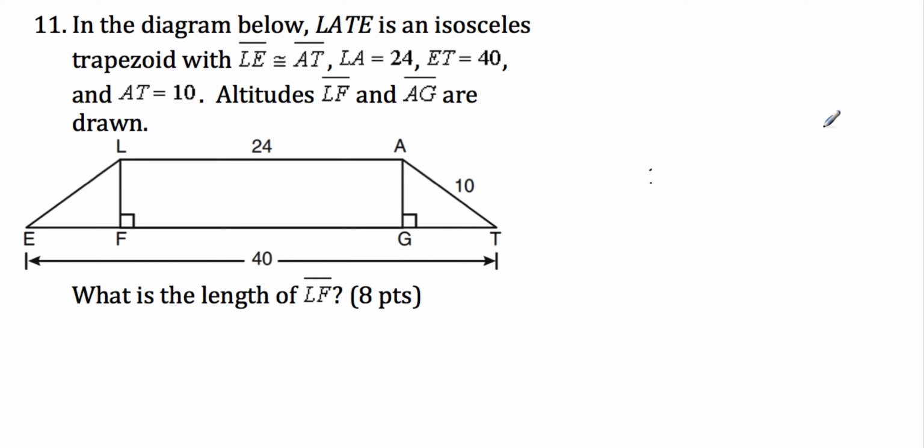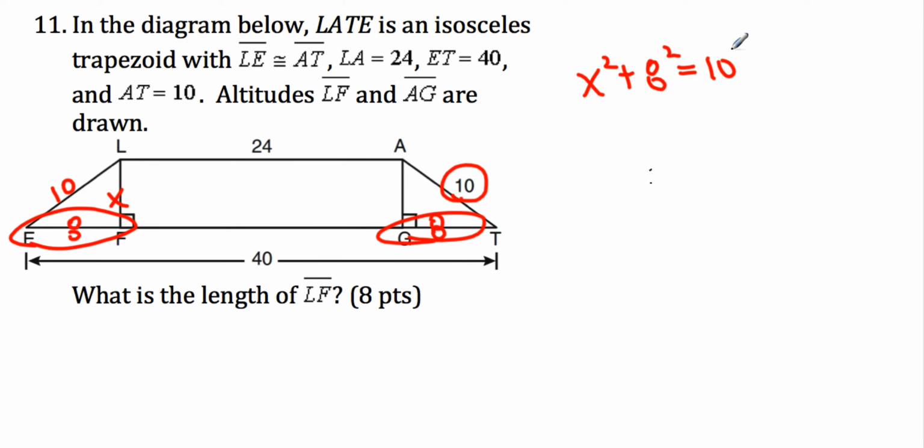Number 11. What is the length of EF, which means this one? Notice that this is equal to 10, that makes this one also equal to 10. 24 subtracted from 40 becomes 16. And then 16 has to be split into 2 locations, so each one will be 8. Then using the Pythagorean theorem one more time, x squared plus 8 squared must be equal to 10 squared. X squared must be equal to 100 minus 64 is 36, where x must be equal to 6.